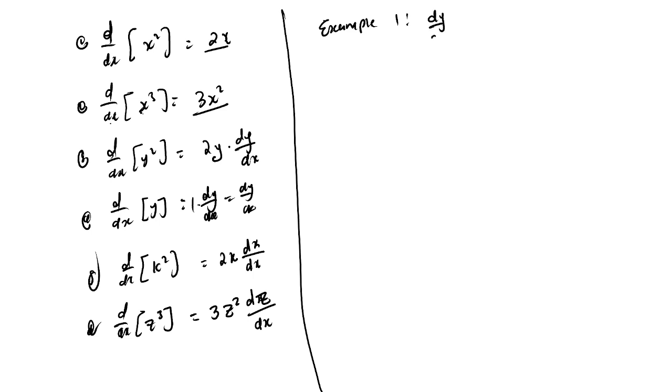And you are required to determine dy over dx. What are you given? You are given y squared plus x squared, which is equal to 7. For you to take the derivative of this function, you are going to take the derivative of each term in this function.